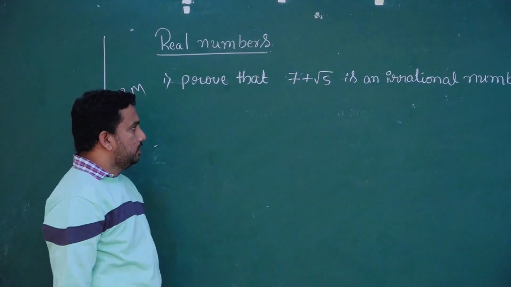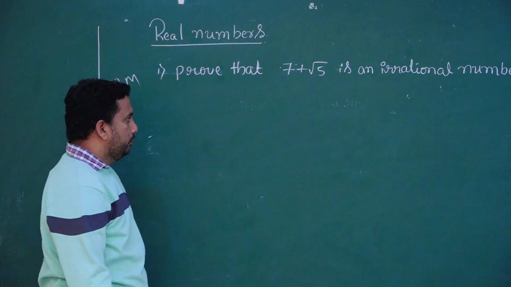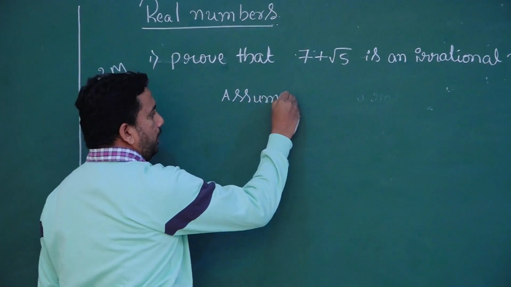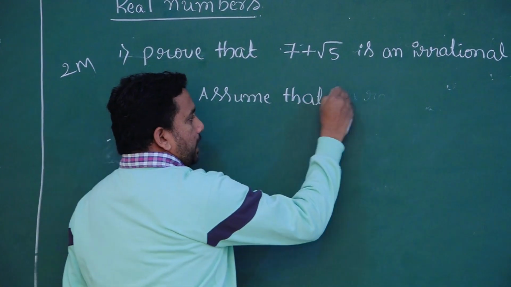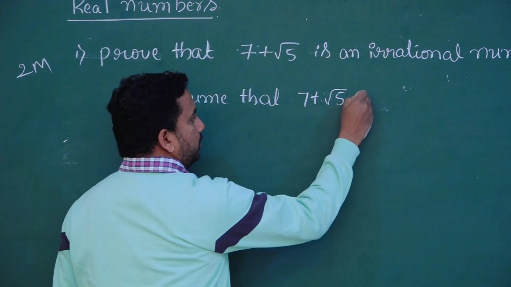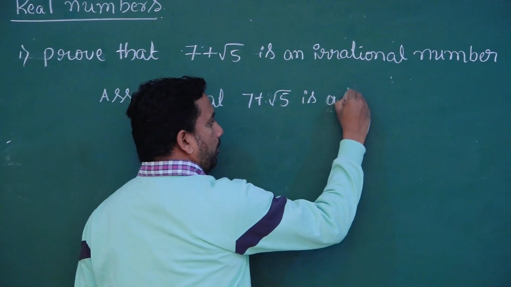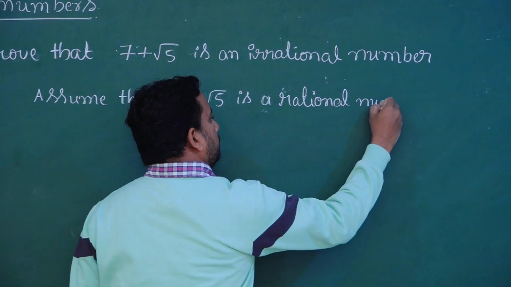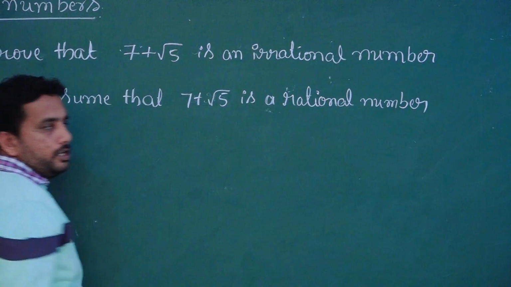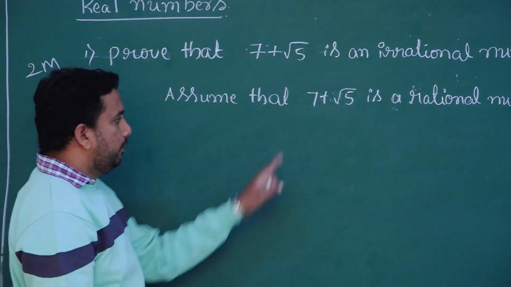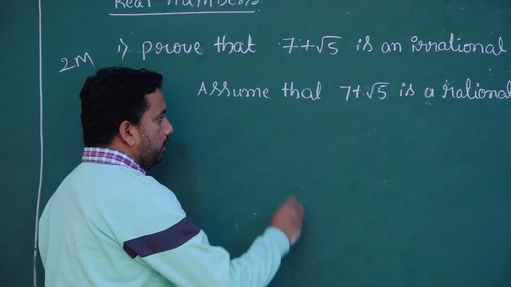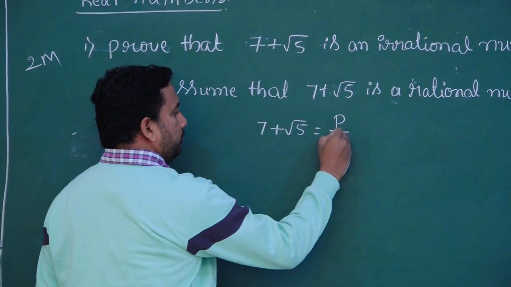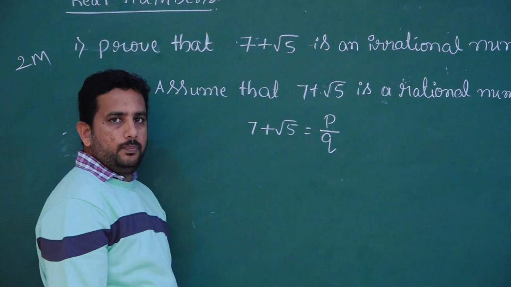How to prove this? Here also we can follow the same rule, the assuming method. Assume that 7 plus root 5 is a rational number. Then we conclude that 7 plus root 5 is equal to p by q.